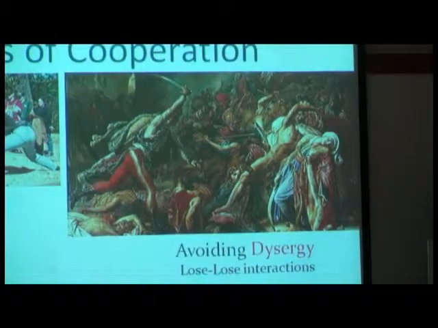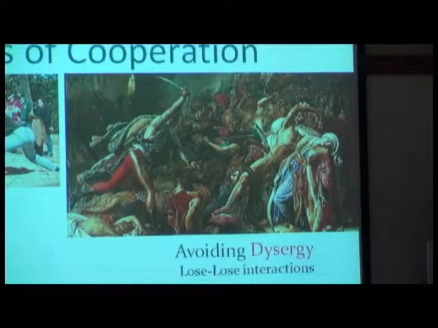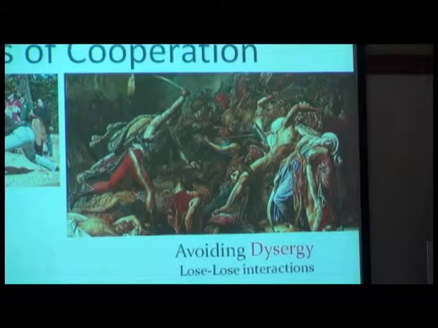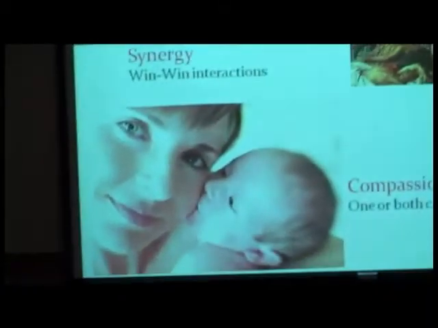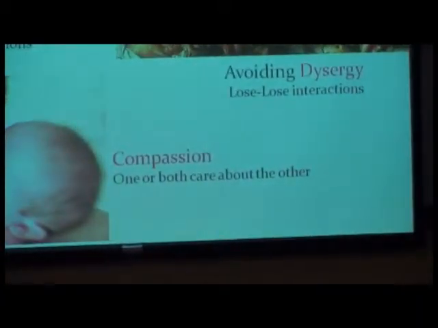The second one that we as humans have is compassion, which is your value system includes the other person doing better, even if it is costly for yourself. So a mother and a baby is a great example, where the mother gets great pleasure out of the baby doing better, even if she has to pay a lot of doctor's bills and so on.